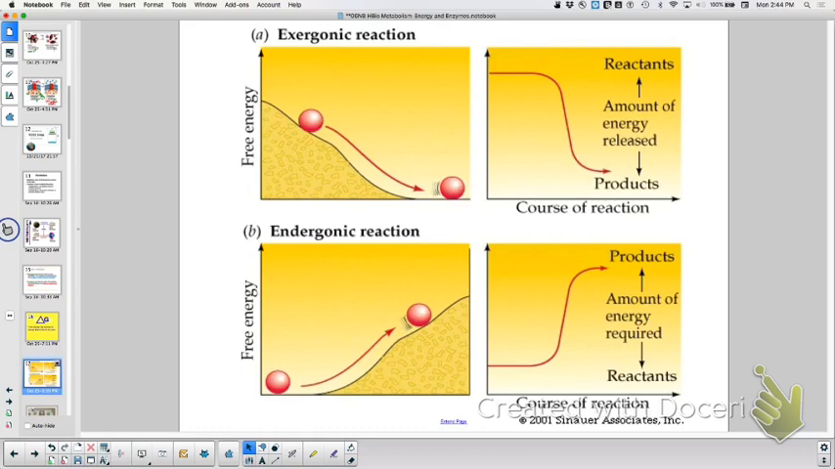So something like this, when you're measuring free energy, this was your starting point. This would be where your reactants are. This is your ending point, your products. So who had more energy, the reactants or the products? The reactants had more energy. They had more potential energy, this ball being at the top of the hill, and then it rolls down to the bottom of the hill. It has less energy, right? It doesn't have anywhere to roll. So the reactant had more energy. Now I have less energy.